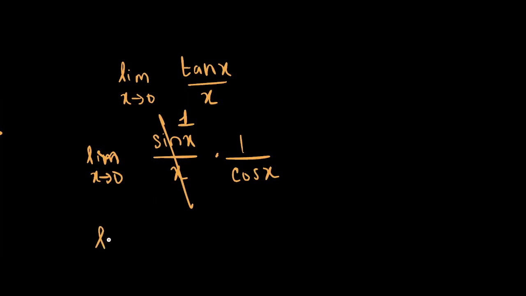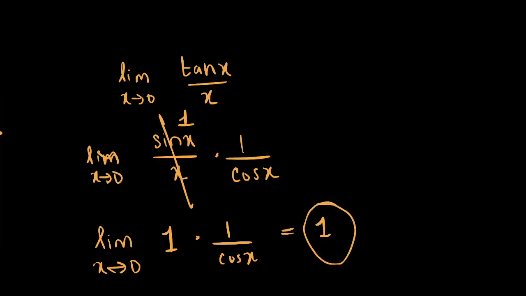can just use direct substitution to find, right? If we substitute 0 for our x over here, cosine of 0 is just 1. So 1 times 1 over 1 is equal to 1, and that is going to be the answer to this limit.